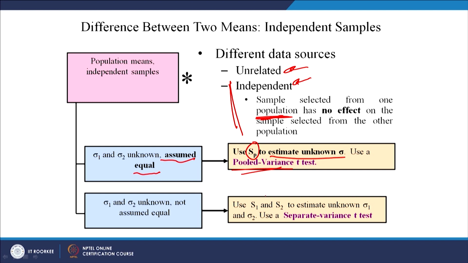In the second case, we will use the standard deviation of sample 1 and the standard deviation of sample 2 to estimate the population standard deviations. In this case, pooled variance, and in this case, sample standard deviations. So, this is how the two sample test works.